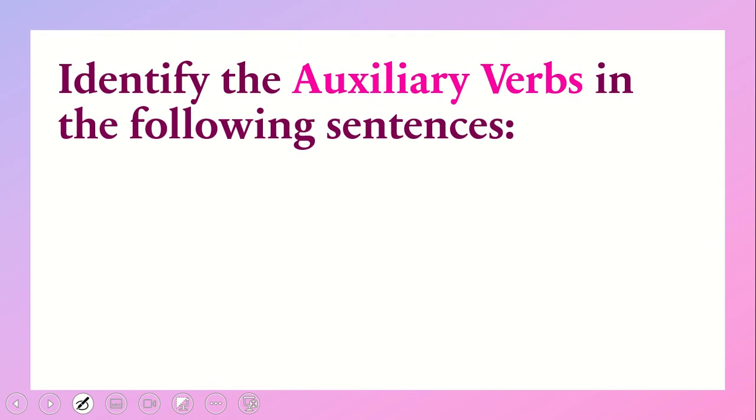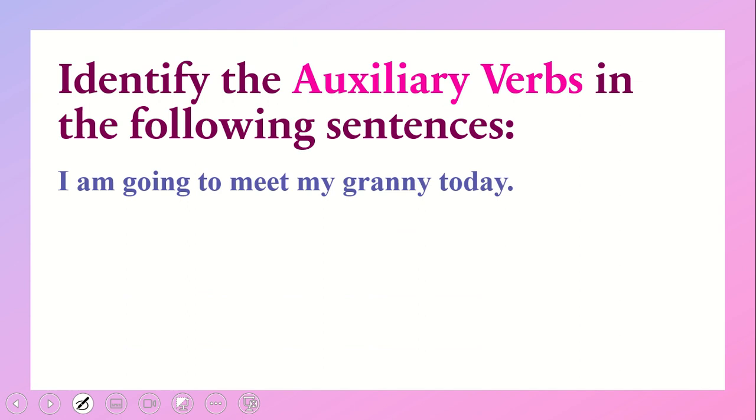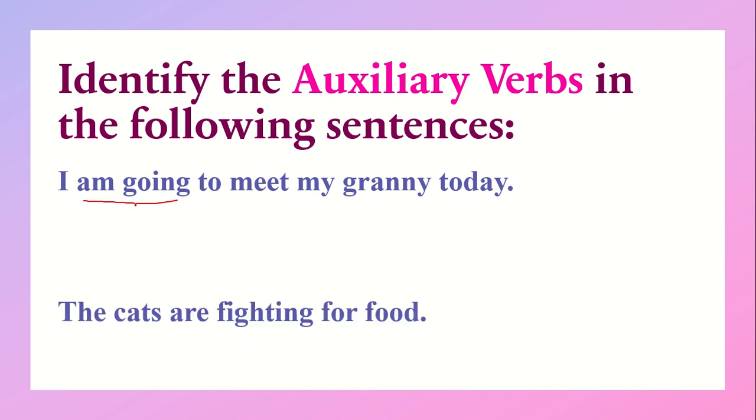Identify the auxiliary verbs in the following sentences. What are the auxiliary verbs? Auxiliary verbs are those verbs which identify the tense of the sentence, like I am going to meet. These come together with the main verb. If you say I going, it would be incomplete. This going requires, or this subject requires, a verb between them to complete the meaning.